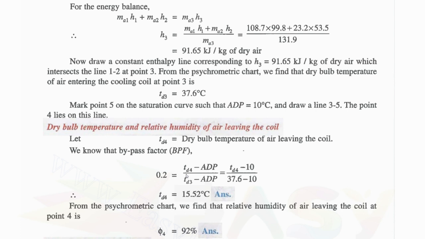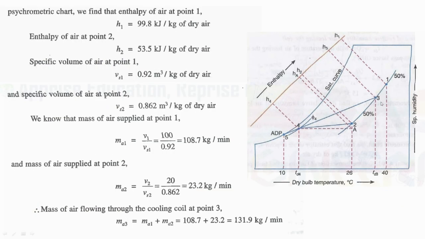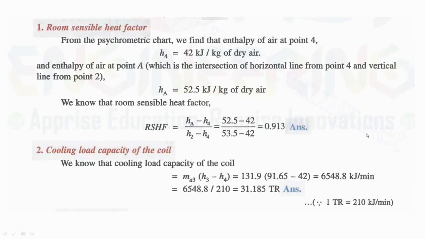From the psychrometric chart, we find the relative humidity of air leaving the coil at point number 4, which is 92%. So now we have all these points, point number 3, point number 4, point number 5. So we will solve for the room sensible heat factor, which was the first question. Now from the psychrometric chart, we find the enthalpy at point number 4, which is 42 kilojoule per kg of dry air.